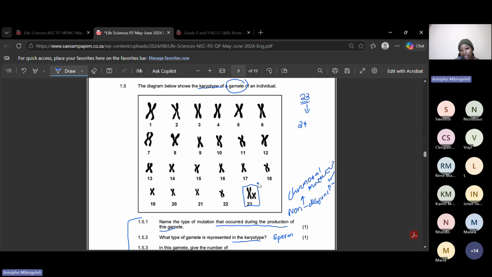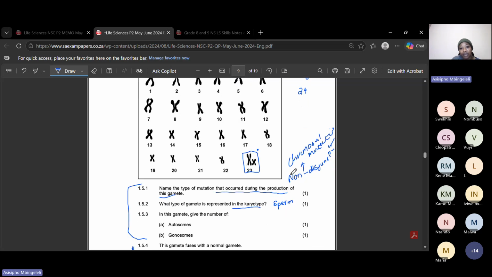So the reason we are saying this would be a sperm is because, yes, you have gonosomes there, but they are not the same size. As much as it's X and X, they are not the same size, right? So if they were the same size, they would be a female. Since they are not the same size, that would be a male. So that is a sperm. That is why. This was considered a difficult question.